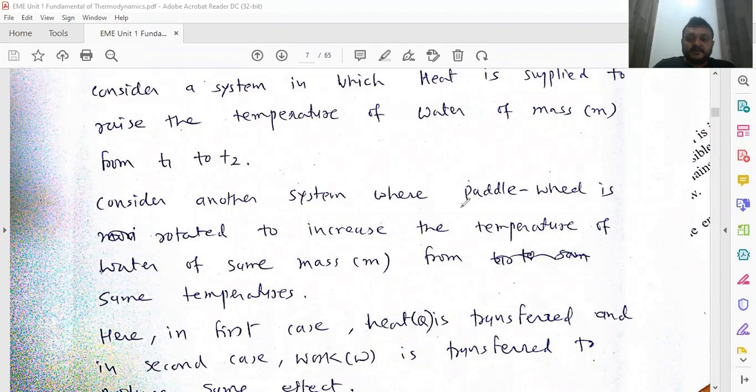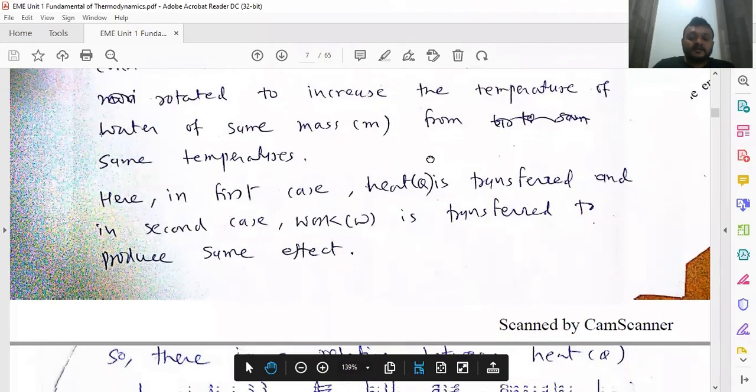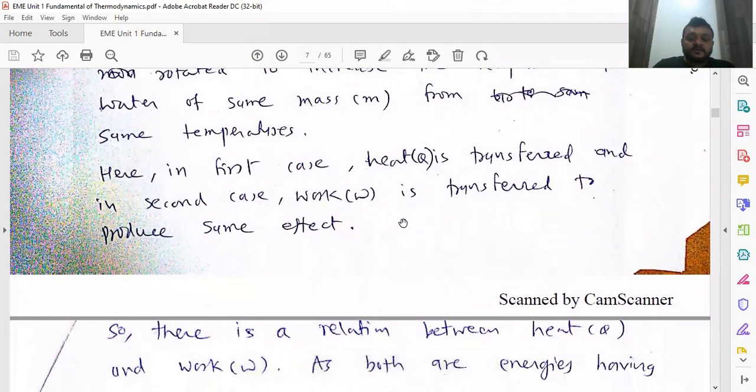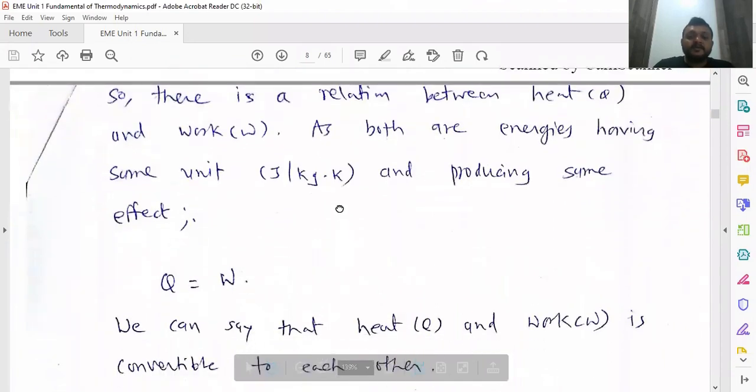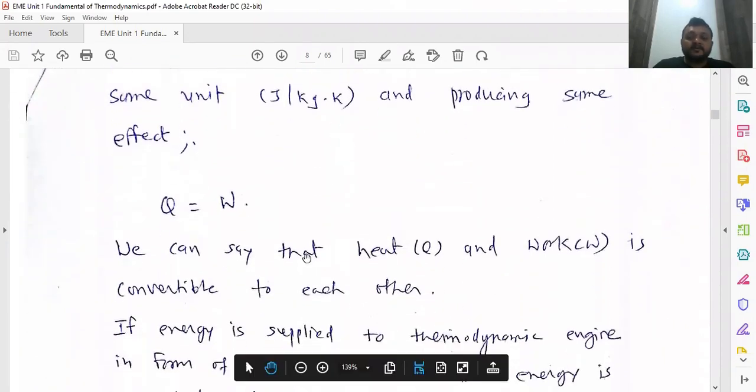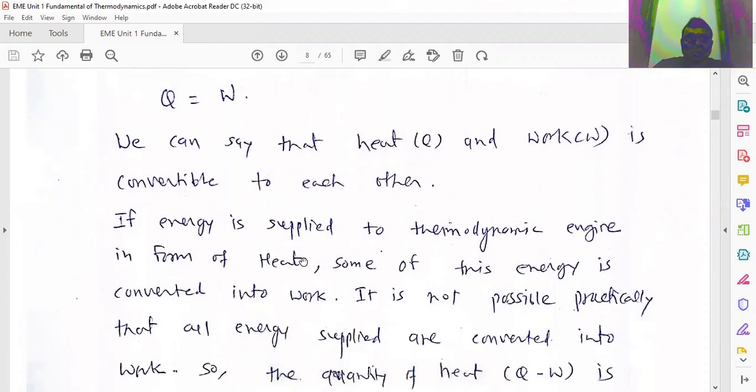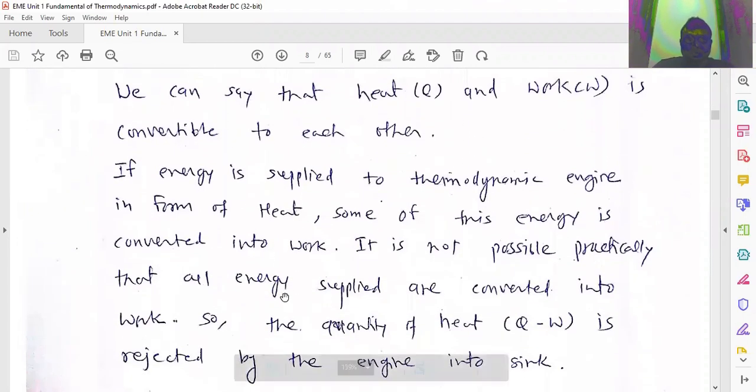In the same way, another example is a pedal wheel rotated. Suppose you use the pedal wheel rotated to increase the temperature of the water to some extent. So that is also possible. And Joule has already done this experiment to find out the relation between heat and work. So this is the relation between heat and work, both are energy, and both are having the same unit. So ideally we can call it Q is equal to W.